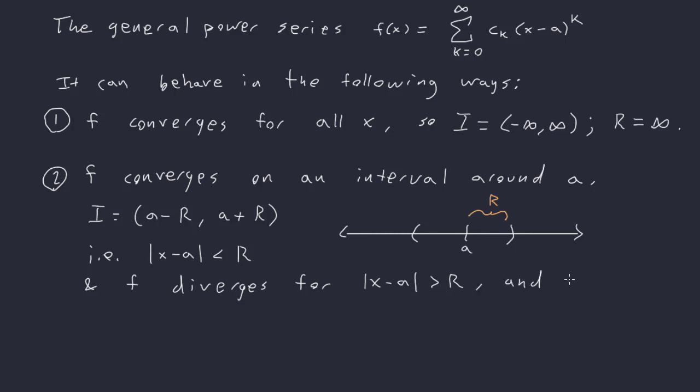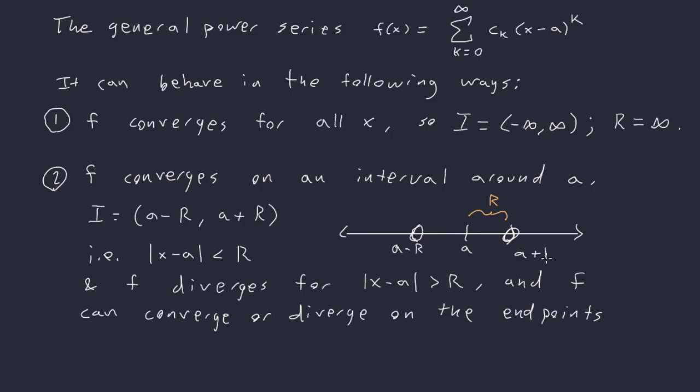And f's behavior on the endpoints could go either way. f can converge or diverge on the endpoints. Right, so at the actual a minus r and a plus r, we could get convergence there, or we might not. So we'll see some cases where we get either-or situations coming up.